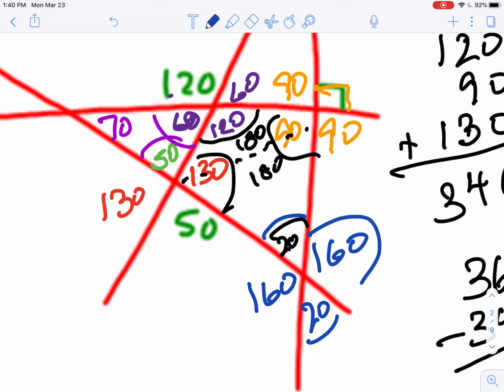So take a look at that. Kind of sloppy there, but take a look at that and see if you got all those measurements. Oh my goodness.